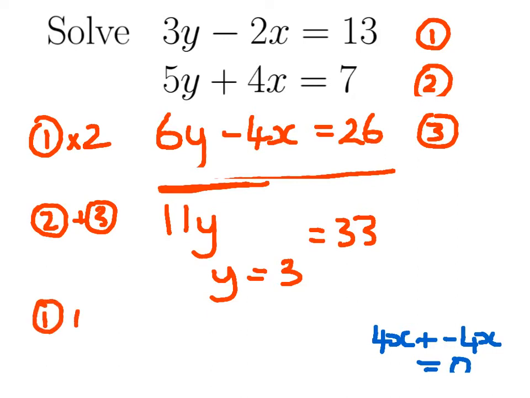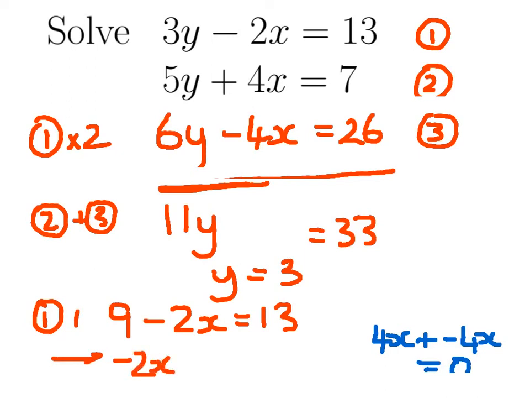And we now know that 3y, which is worth 9, minus 2x is worth 13. And that means that minus 2x is worth 4. And so x is worth minus 2. And so x being minus 2 and y being 3 is our answer this time.